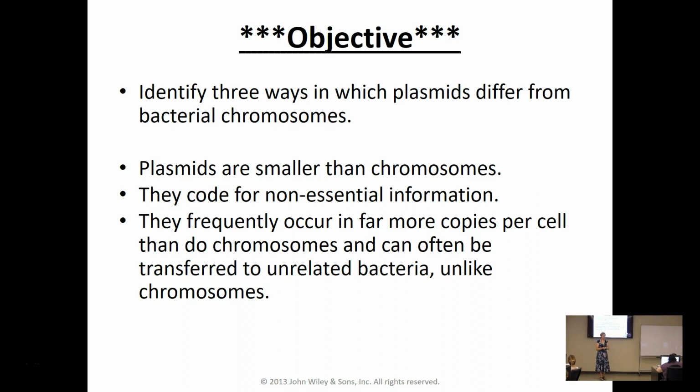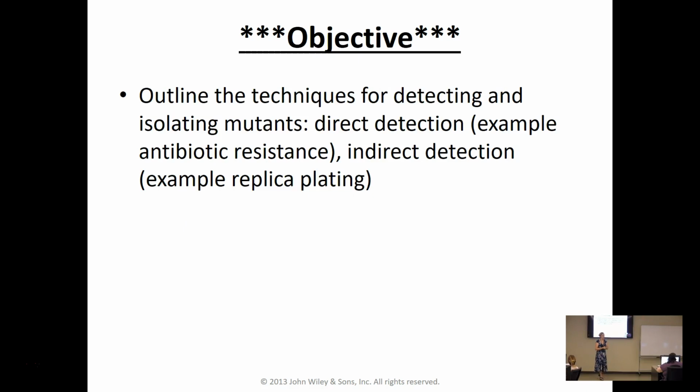All right. So DNA changes. We get mutants. How do we find these mutants? How do we isolate them? How do we study them? One way is direct detection, and an example of that is antibiotic resistance. We use this a lot in the lab.